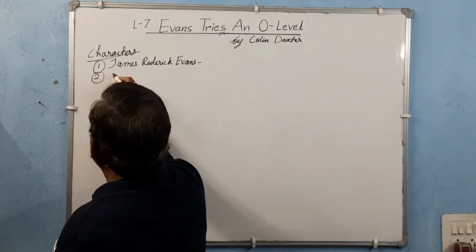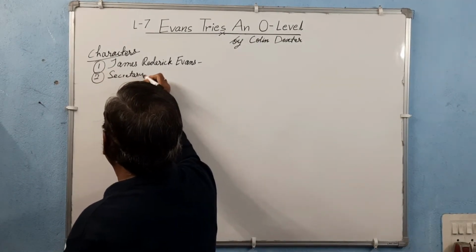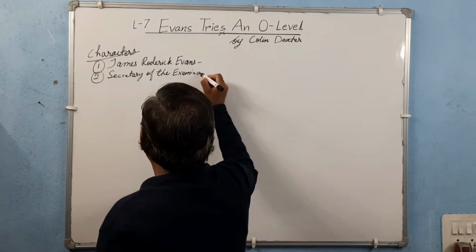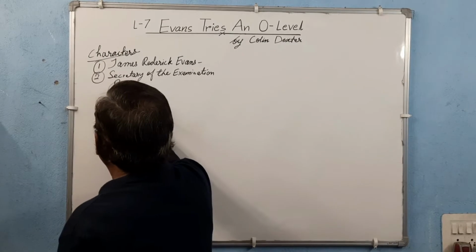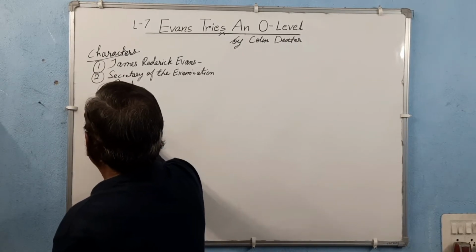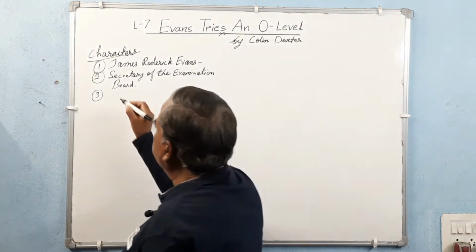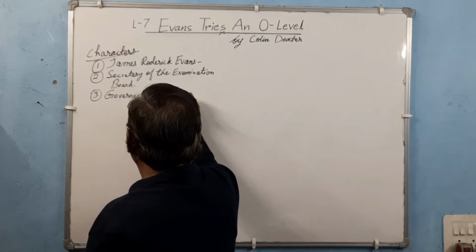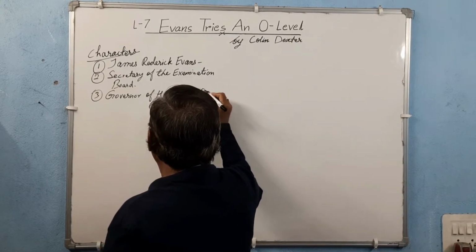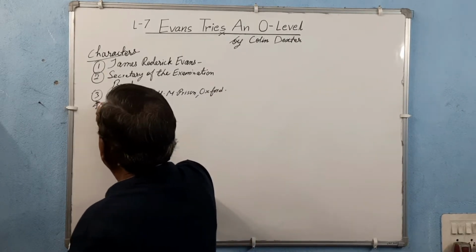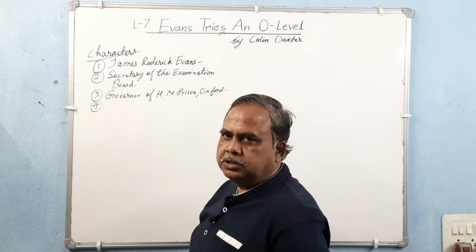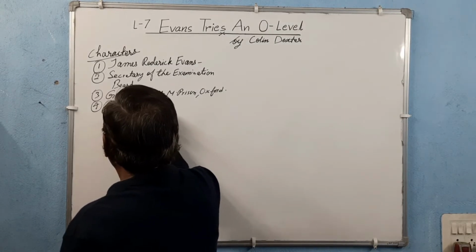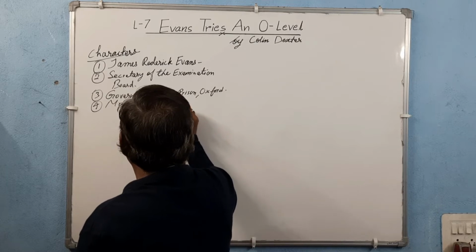Second character is the secretary of the examination board. Third character, governor of HM prison, Oxford. Fourth and fifth character, Mr. Stephens and Mr. Jackson. They are prison officers, Mr. Jackson and Mr. Stephens.